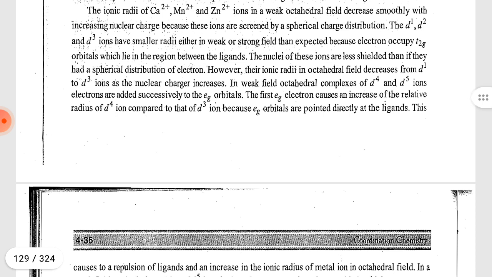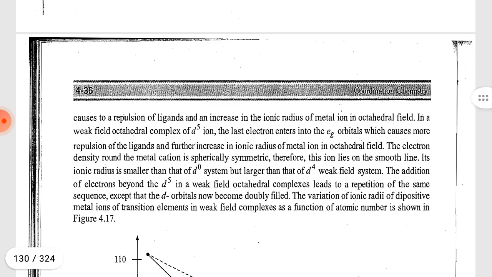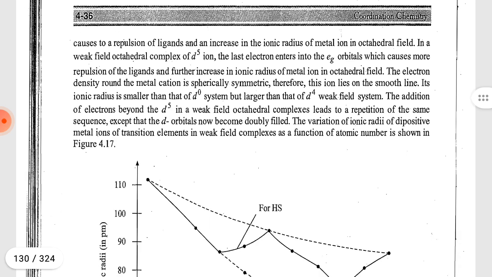In weak field octahedral complexes of D4 and D5 ions, electrons are successively added to EG orbitals. The first EG electron causes an increase of the relative radius of D4 ion compared to that of D3 ion because the EG orbital points directly at the ligand. This causes a repulsion of the ligand and an increase in the ionic radius of the metal ion in octahedral field.